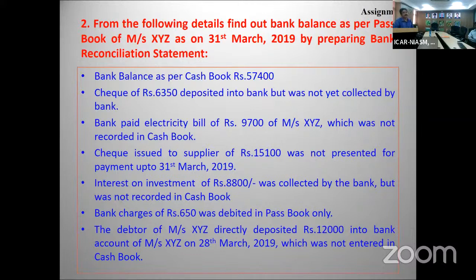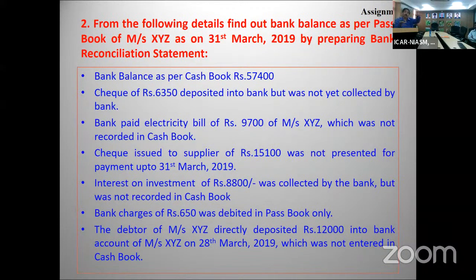The next: check issued to supplier of rupees 15,100 was not presented for payment up to 31st March. Same thing. A check you have issued means less in the cash book. You have issued it, but it is not presented for payment. It has not been collected by the bank, and the amount has not been credited into our passbook account. A check issued means you have paid something to someone, so your cash book balance will be reduced.